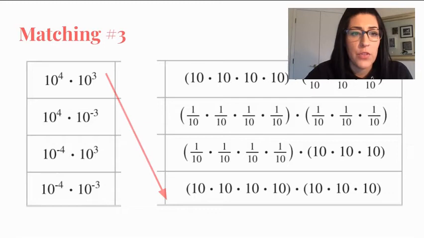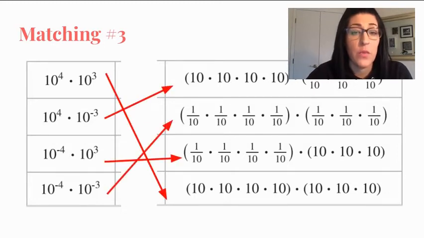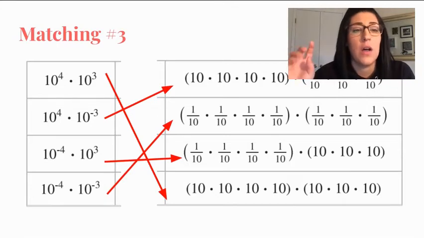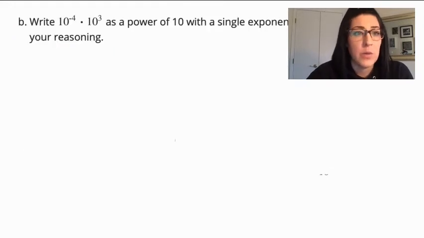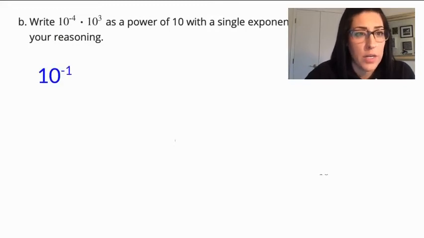In matching number 3, okay, so we had power to a power. We looked at quotients. Now we're looking at multiplying again. So this takes us back to those rules of where we would be adding the exponents together. And so in part B, we should have gotten 10 to the negative 1.